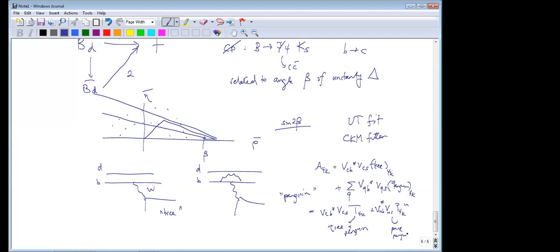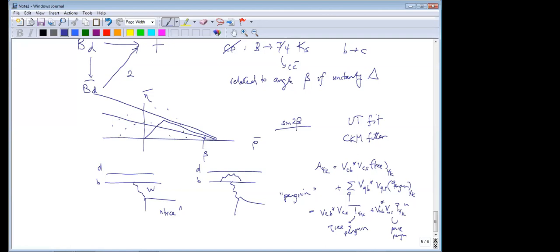So what's important here is that in this particular decay to measure sine 2 beta, the tree amplitude is very dominant, and so it's going to be much easier to extract the sine 2 beta, the weak phase that we care about, this beta angle. Whereas when we have the loops involving other things, it turns out to bring in new hadronic uncertainties.